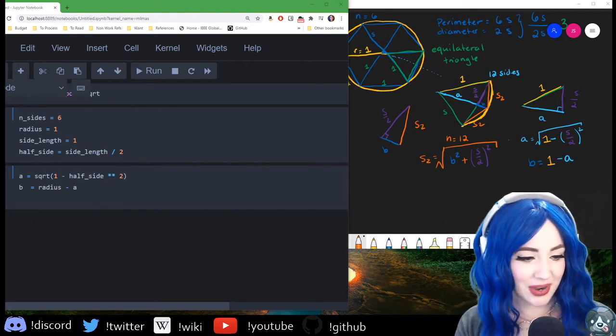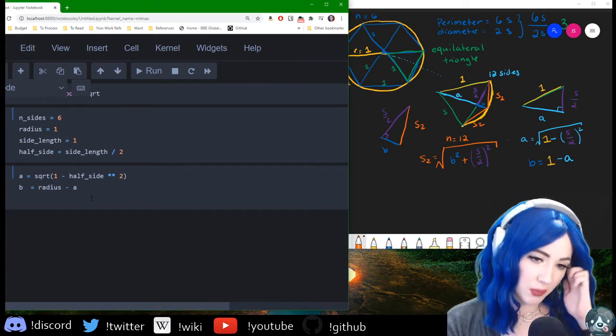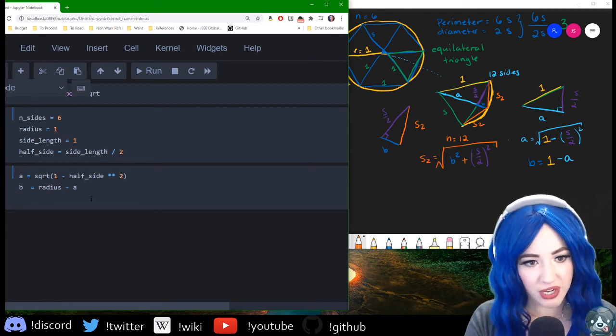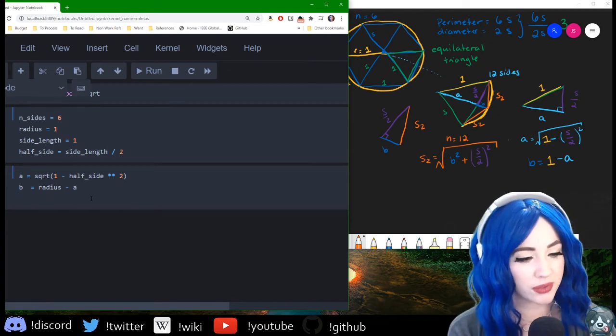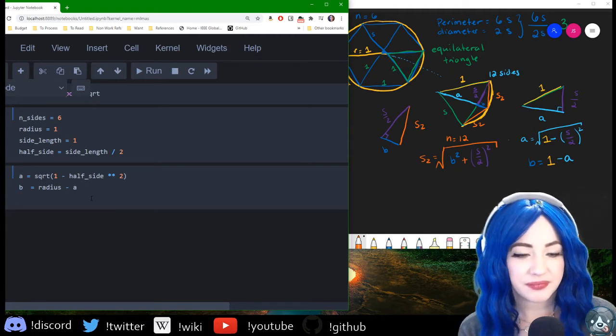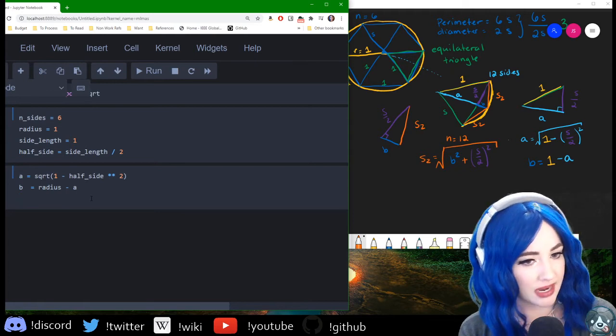All right. We don't need lambdas. So I'm going to do this in really, really simple code, and then we're going to use some recursion to estimate. That's where the coding gets a little bit funkier, but we're going to walk through it in simple code first. All right. So B is radius minus A.